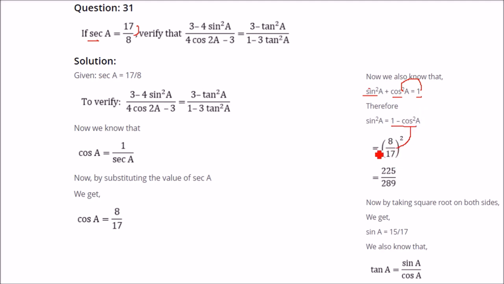So sin square theta will be 225 by 289. Just take the root, it will be 15 by 17. So now you have sin theta, or sin A, as 15 by 17. This cos A is already given. Cos A is already given. This is cos square.